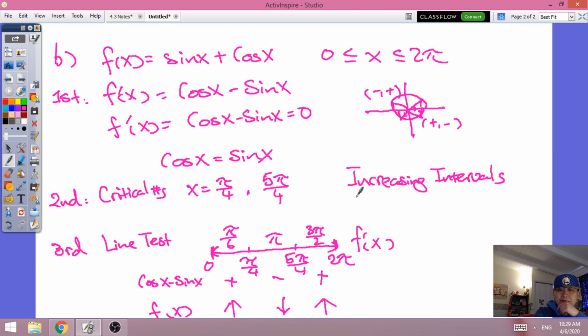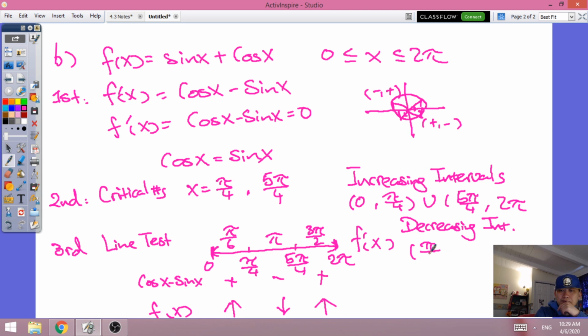Okay, so for the increasing interval, we have the numbers from 0 to pi over 4, union 5 pi over 4 to 2 pi. And for the decreasing interval, we have the numbers from pi over 4 all the way through 5 pi over 4. Okay, so this is about the increasing and decreasing intervals for the first derivative line test.